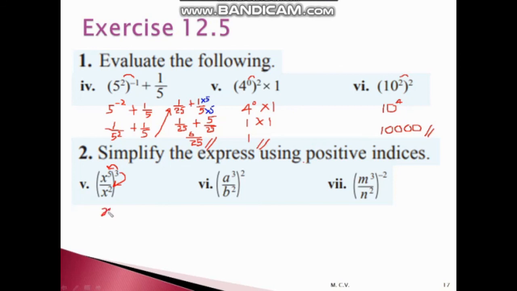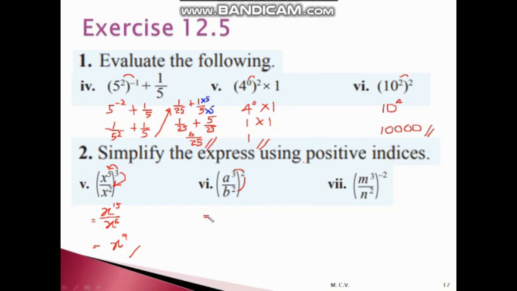Next one, also multiply the indices. 5 into 3, 15. So x to the power 15. Two multiplied by 3, 6. So x to the power 6. Now we can apply the division rule. When dividing powers with the same base, we subtract the indices. 15 minus 6, 9. It's x to the power 9.